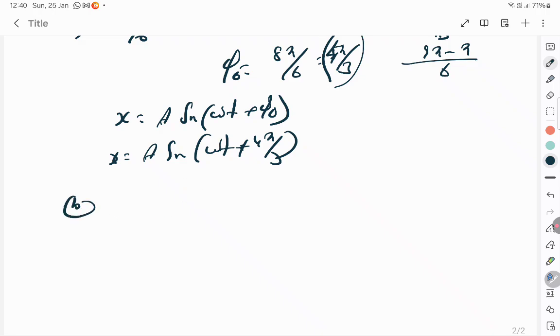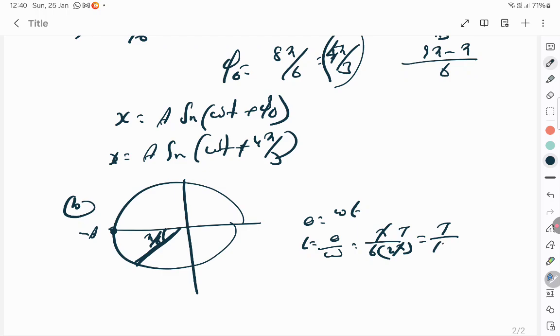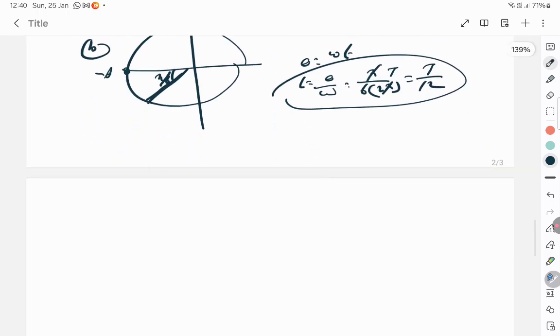Next, they are asking you for the time it takes to go from the initial position to the negative extreme. This angle we just calculated as pi by 6, and theta is equal to omega into t. T is equal to theta by omega. Theta is pi by 6. Omega is 2 pi by capital T. Pi and pi get cancelled. T by 12.